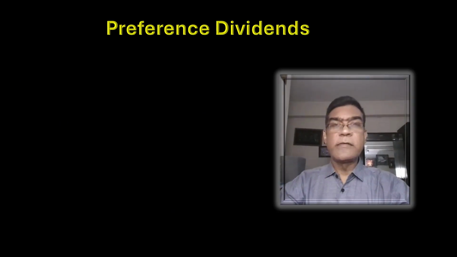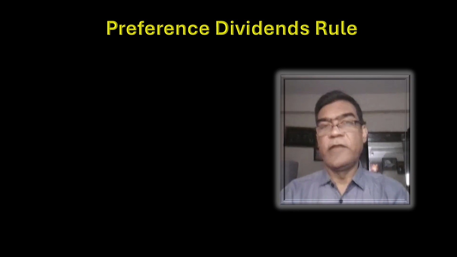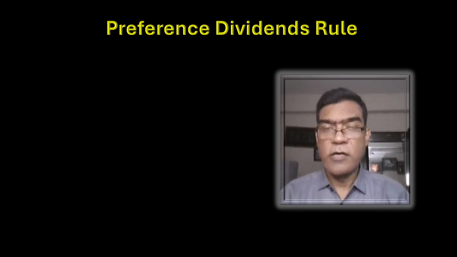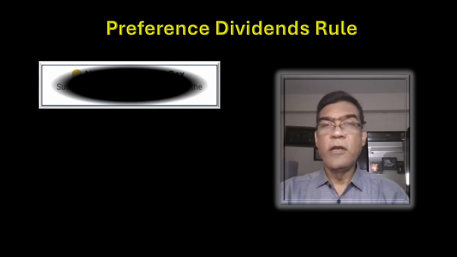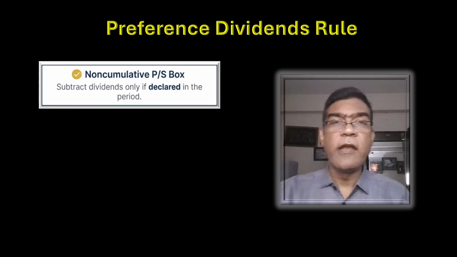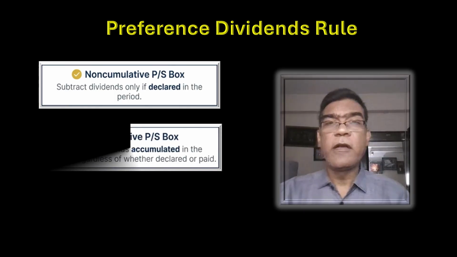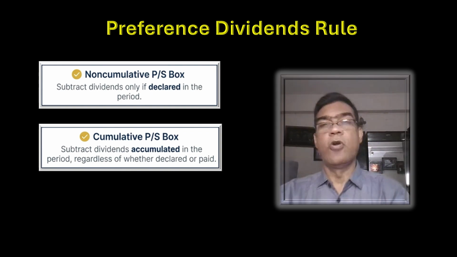When calculating basic EPS, we must adjust net income for preference dividend before determining income available to common stockholders. So there are two types of preference dividend: non-cumulative and cumulative. For non-cumulative preferred stock, we subtract dividend only if declared during the period. For cumulative preferred stock, we subtract dividend accumulated for the period, whether declared or not.